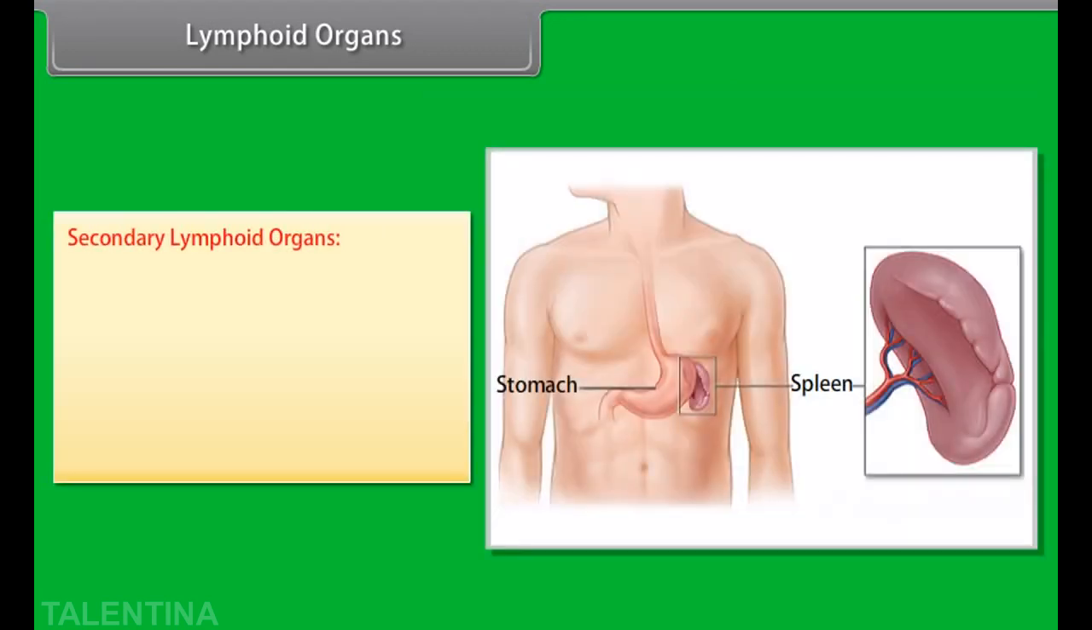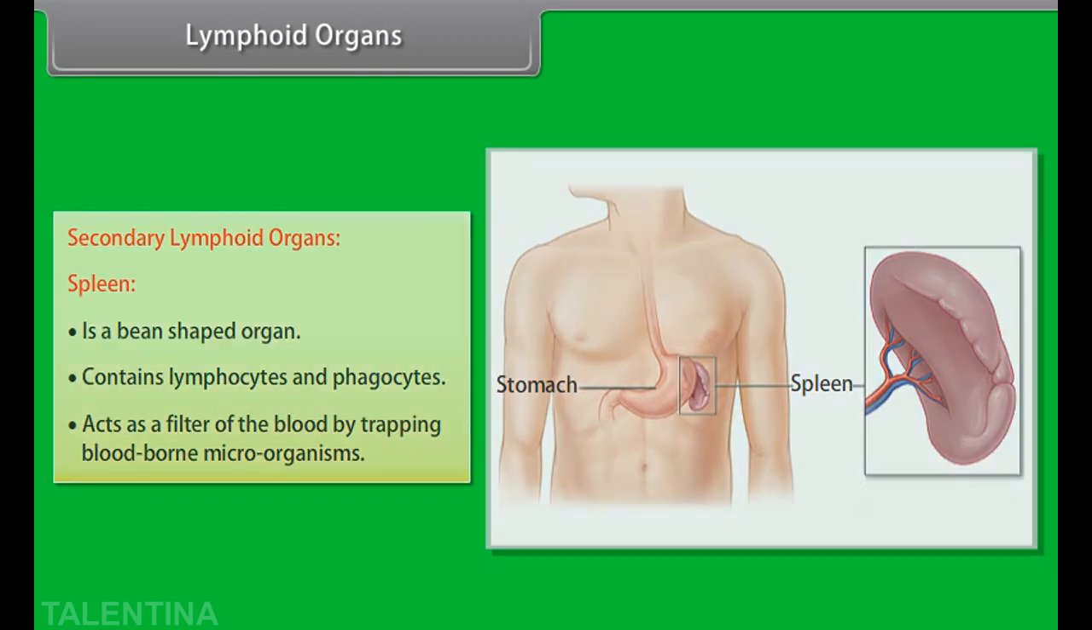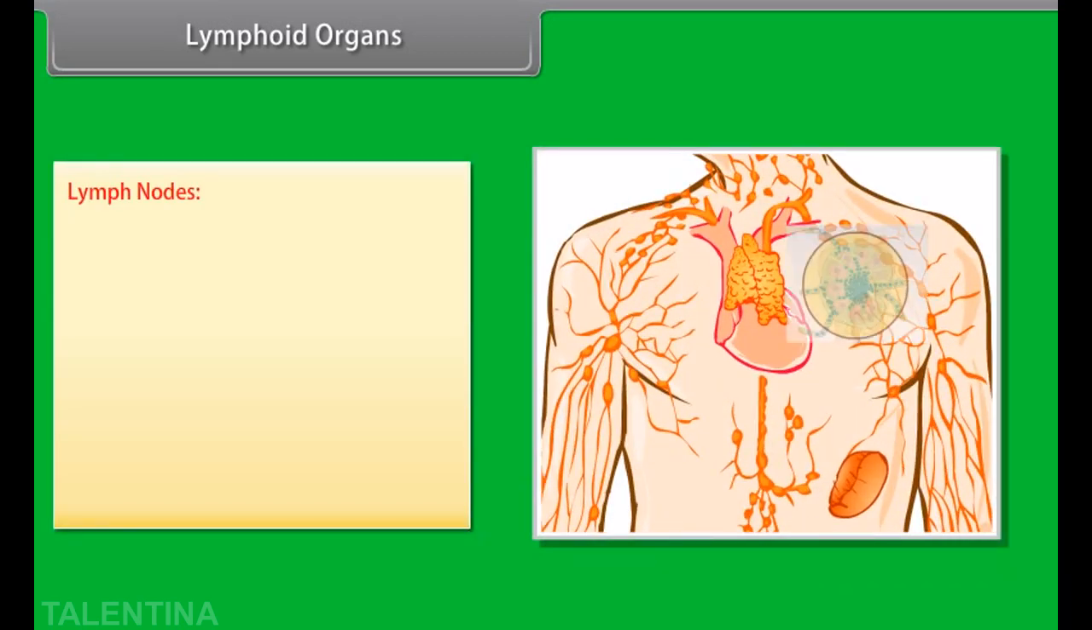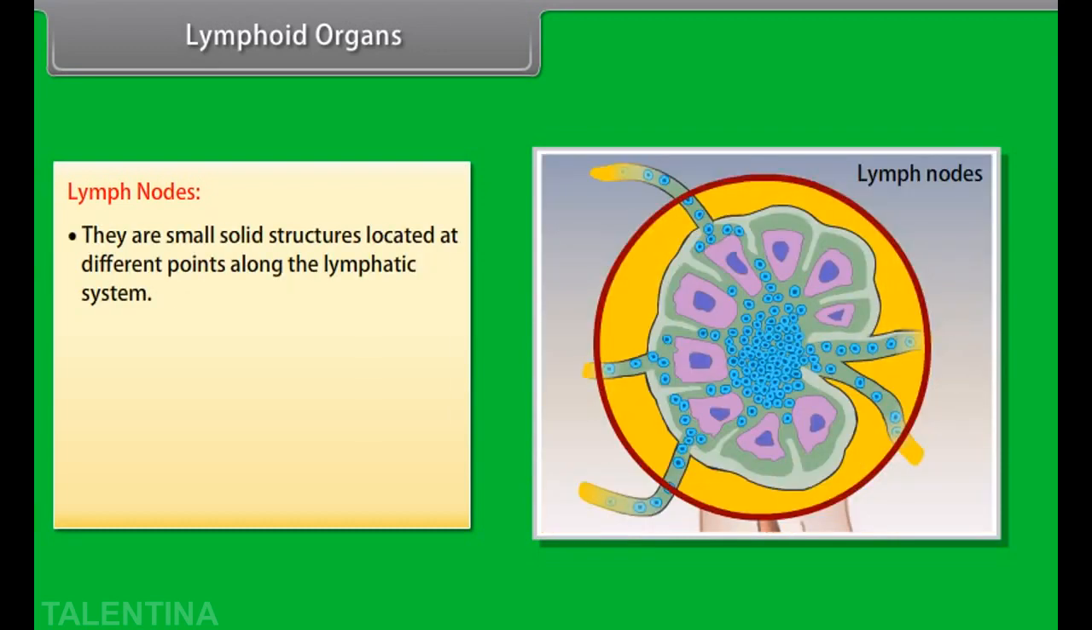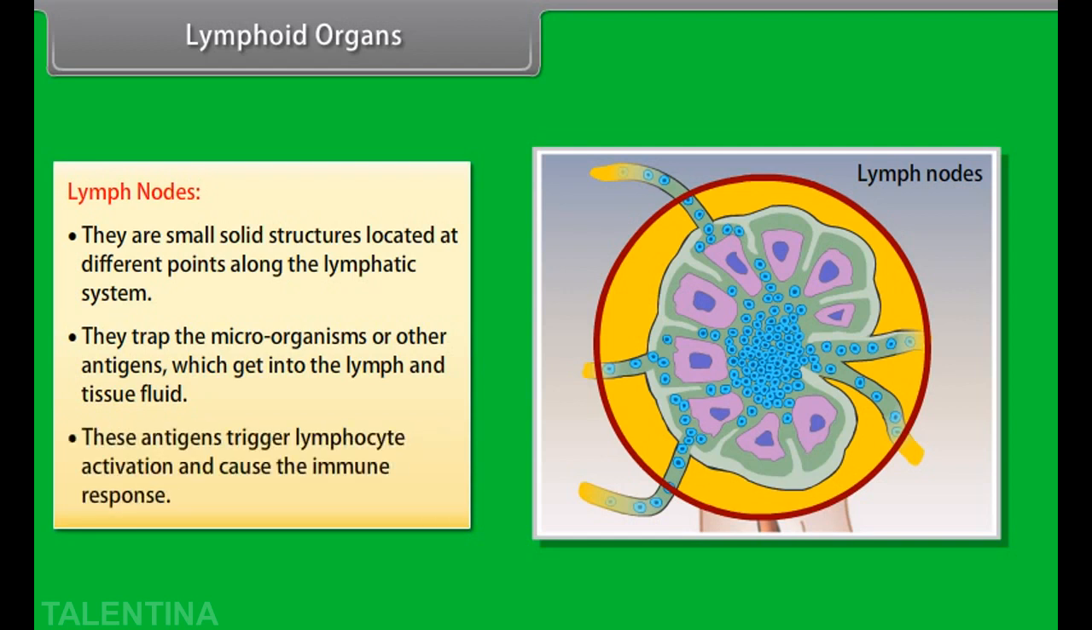Secondary lymphoid organs. Spleen is a bean-shaped organ. Contains lymphocytes and phagocytes. Acts as a filter of the blood by trapping blood-borne microorganisms. Lymph nodes. They are small solid structures located at different points along the lymphatic system. They trap the microorganisms or other antigens which get into the lymph and tissue fluid. These antigens trigger lymphocyte activation and cause the immune response.